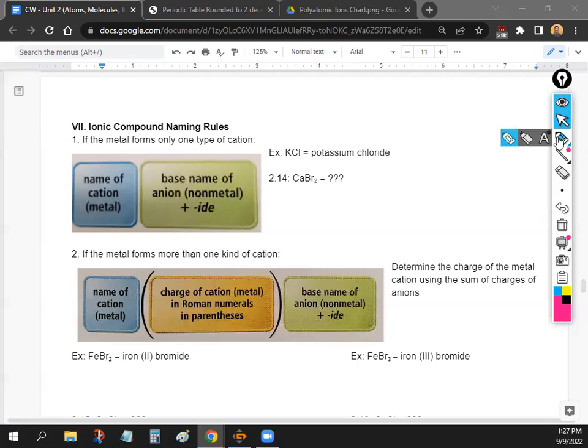Okay, so let's start with the first one. The first one's super easy. Again, we're talking about ionic compounds, so things that are made out of cation and anion. The first rule is that if the metal forms only one type of cation, basically if it follows the pattern that we learned about, like with the columns.